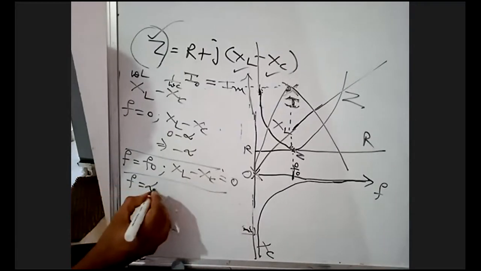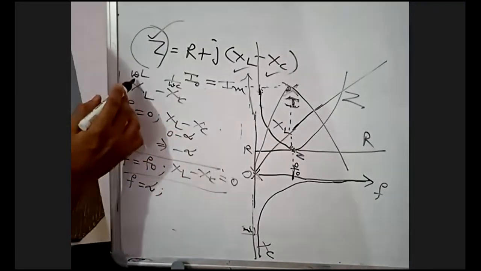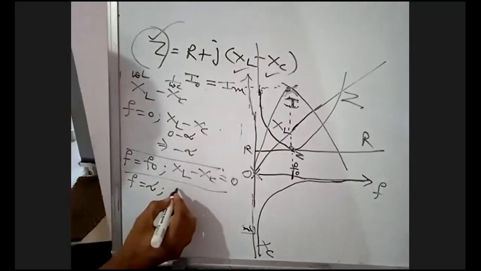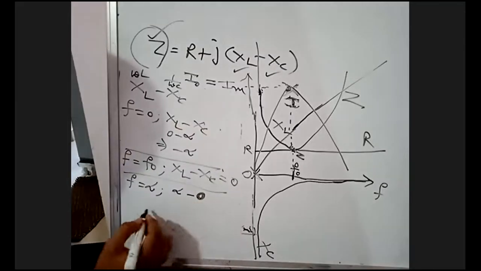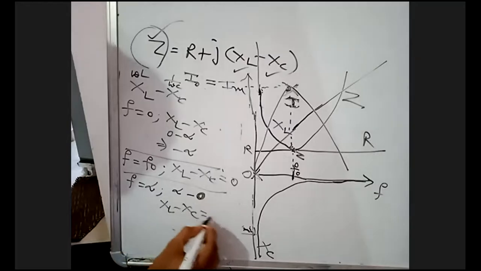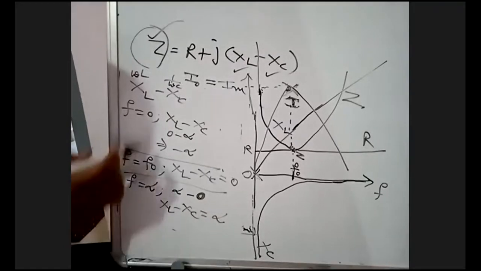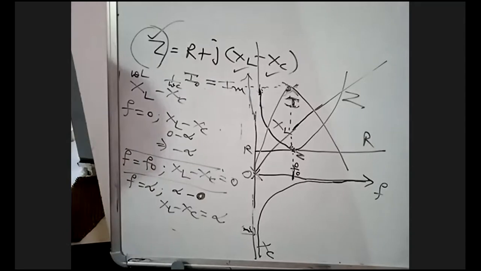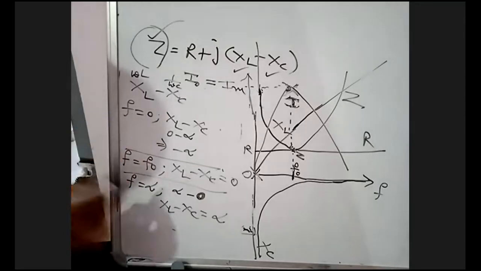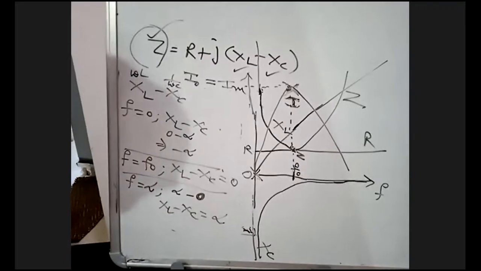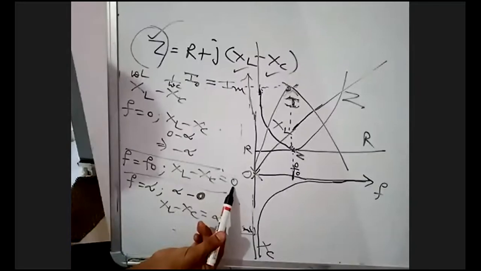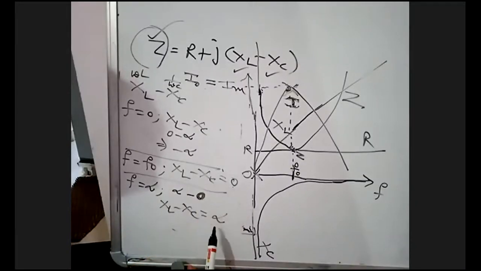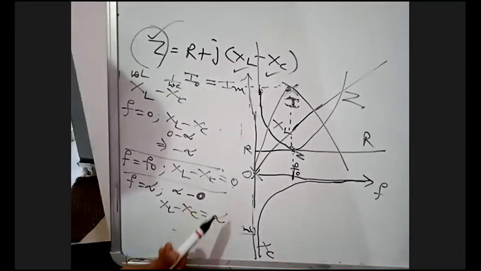Now take f equal to infinity. At infinity, XL is infinity, and 1 by infinity is 0. Your XL minus XC value is infinity. How does XL minus XC vary from 0 to infinity? Minus infinity to 0 at resonant frequency, again from 0 to infinity.